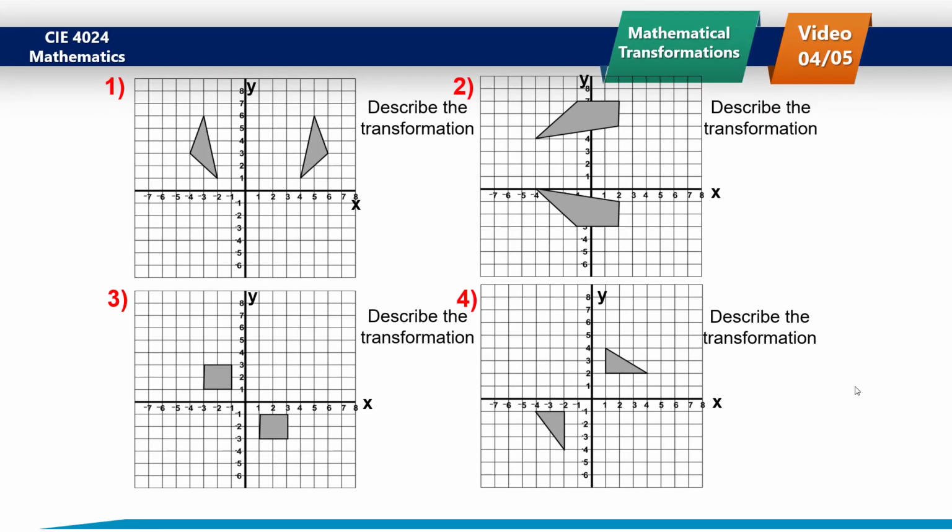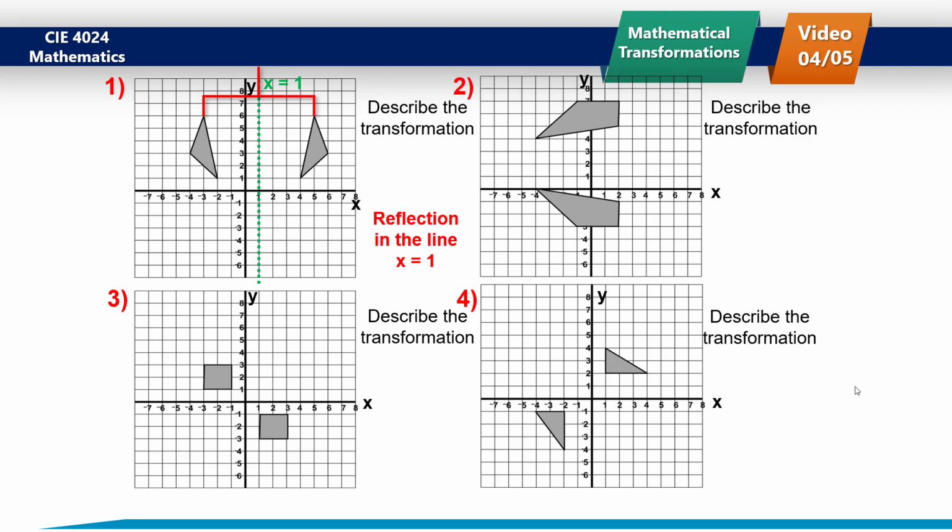Now the situation is reversed. We have the transformed image and we have to describe the transformation, and we can see it is a reflection. What we will do is join the corresponding vertices, measure the total distance and divide that by 2. That will give us the mirror line. Suppose this distance is 1, 2, 3, 4, 5, 6, 7, 8 units, so half of that is 4. That will be the mirror line, which is x equals -1. So we can say it is a reflection in the line x equals -1.